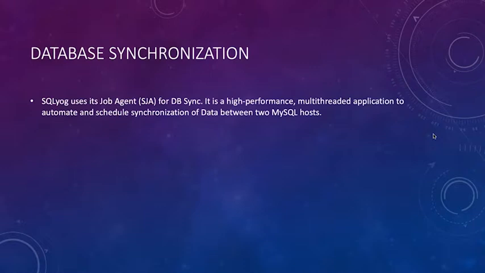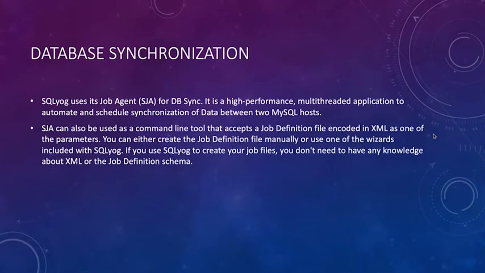Once you have opened SQL Yoga, you just need to click on the Power Tools bar and click on Database Synchronization Wizard to start a new job. SQL Yoga uses a job agent for DB Sync. It's called SJA, SQL Yoga Job Agent. It is a high-performance multi-thread application to automate and schedule synchronization of data between two MySQL hosts.